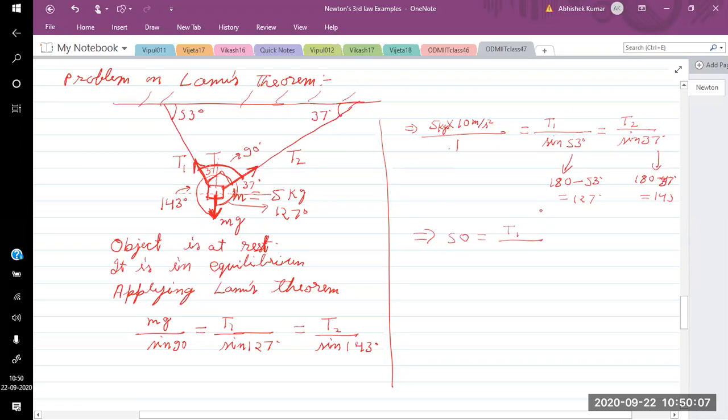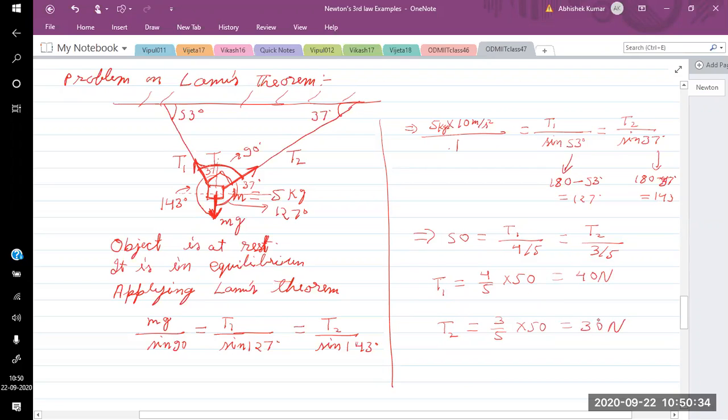So sine 53. Sine 53 is how much? 4 by 5. And sine 37 is 3 by 5. So now you can find T1. T1 will be equal to 4 by 5 into 50, and T2 will be equal to 3 by 5 into 50. So this is 40 Newton and this is 30 Newton.